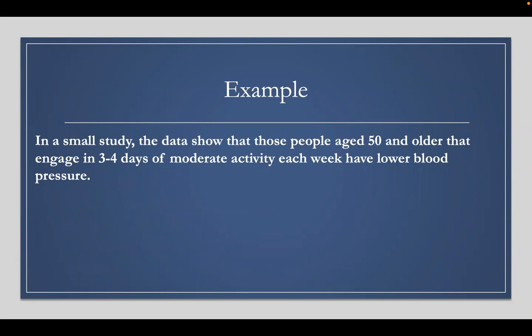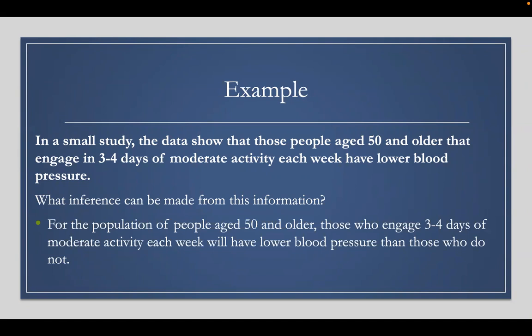Another example, in a small study, the data shows that people aged 50 and older that engage in 3 to 4 days of moderate activity each week have lower blood pressure. What inference can be made from this information? Well, for the population of people aged 50 and older, those who engage in 3 to 4 days of moderate activity each week will have lower blood pressure than those that do not, right?